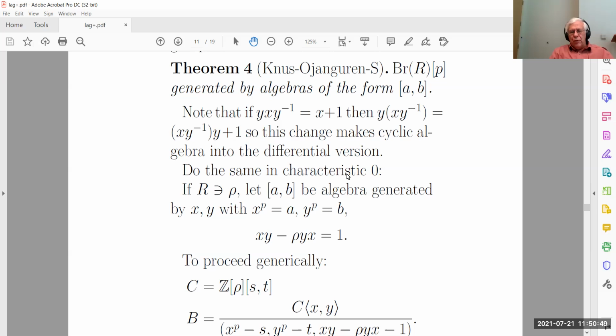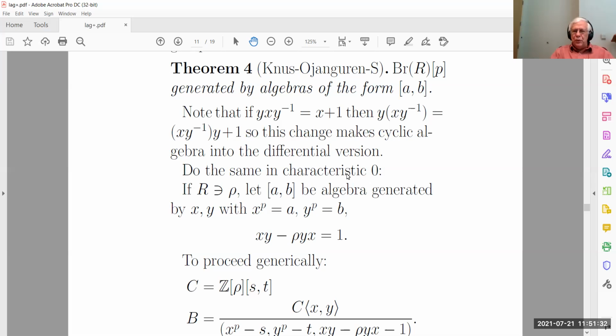Now, let's start with the Artin-Schreier relationship, y x y inverse equals x plus 1, and change variables slightly, basically sticking in xy inverse as an independent element. What I'm saying here is that if I start with the Artin-Schreier cyclic cross product, which is generated by that first equation, y x y inverse equals x plus 1, and make that change of variables, then I get the differential version. So this change makes the cyclic algebra into the differential version. It's a bigger algebra because it has xy inverse.